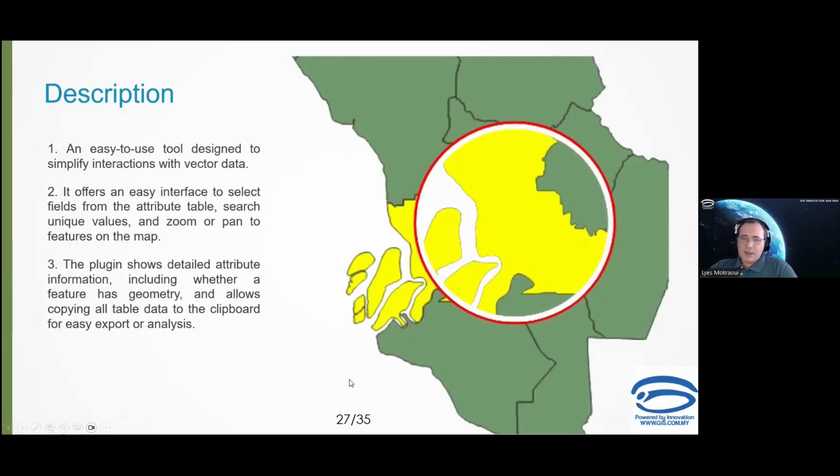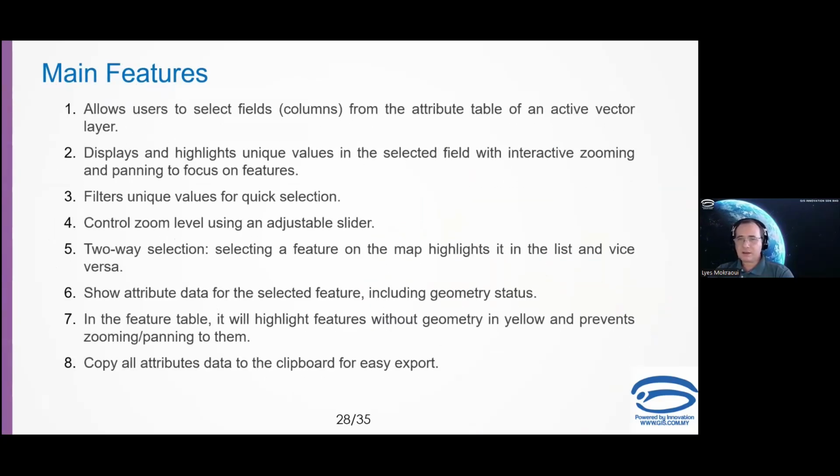The plugin shows detailed attribute information, including whether a feature has geometry or not. It allows copying attribute data from the keyboard into external software, just to copy and paste information. And for the icon for this plugin, we have chosen the state of Selangor, just a choice. We had that because we were working on it for testing, so I said, okay, we just use this as an icon. So the main features, I'm going to go through this very quickly, then do the demo.